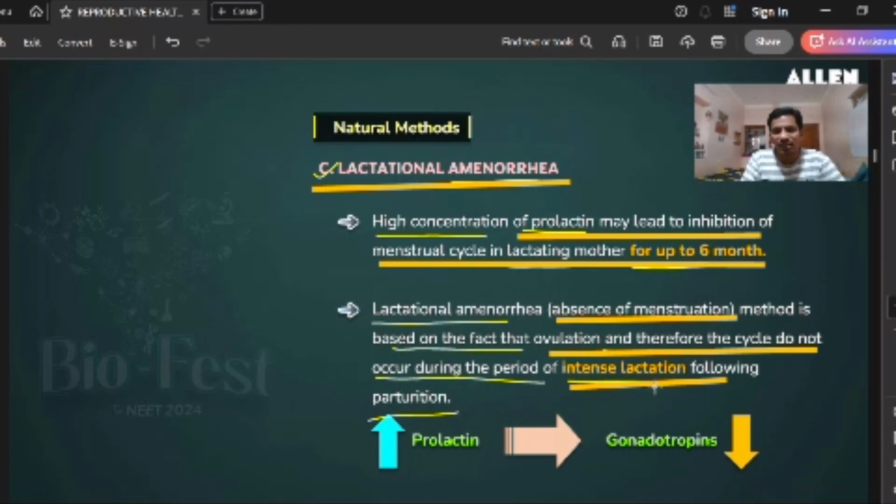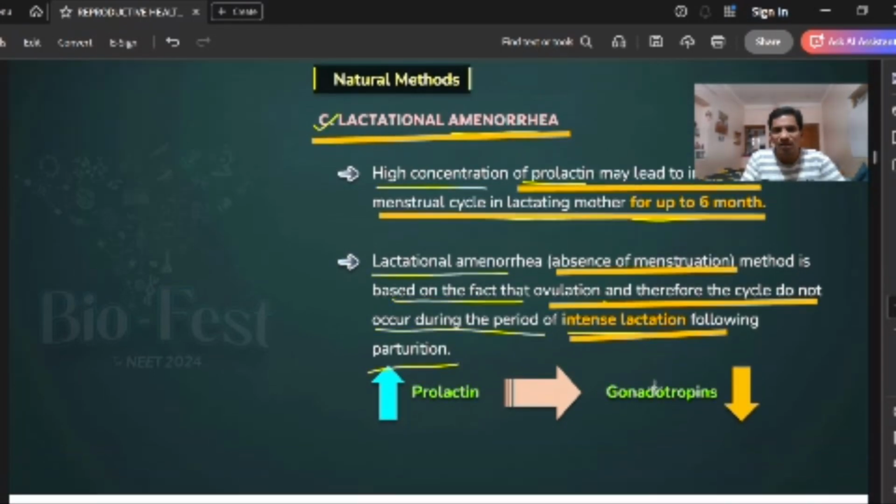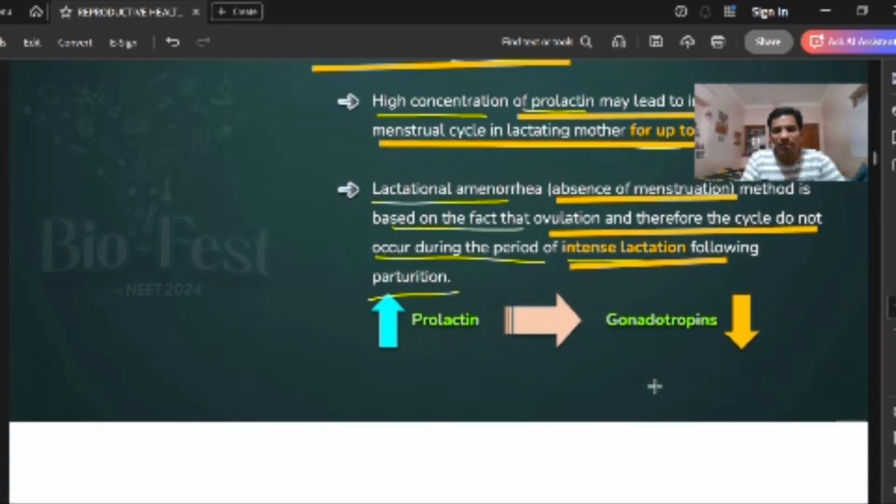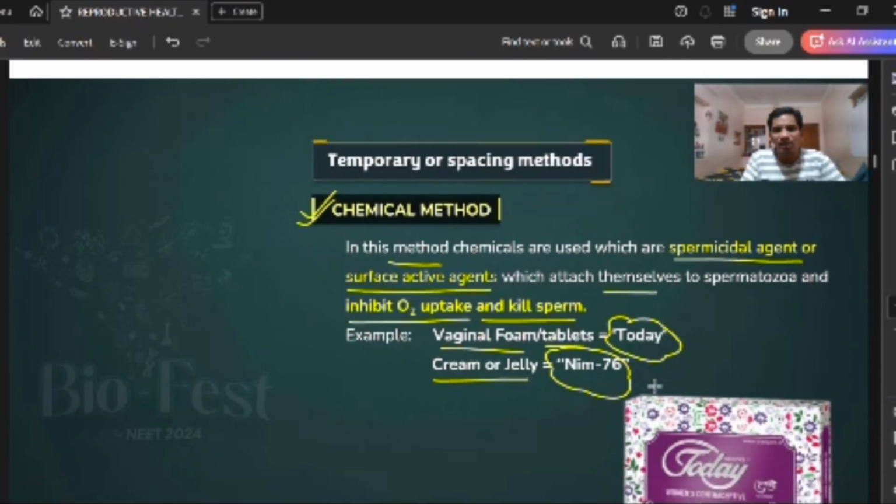In the next video, we'll continue with the chemical methods. These are temporary methods also. The natural methods are completed. We have to complete the rest in the next session.